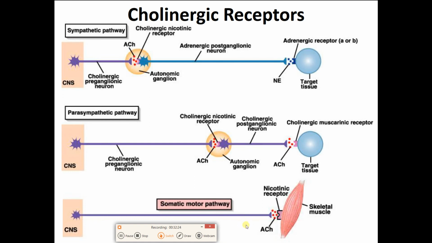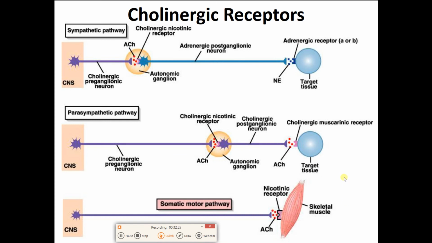Now, as you might notice by looking at this picture, there are actually different kinds of cholinergic receptors. There's cholinergic nicotinic receptors, which we find on our postganglionic neurons and our skeletal muscle. But then there's also cholinergic muscarinic receptors, which we find on our effectors, so smooth muscle, cardiac muscle, and glands.